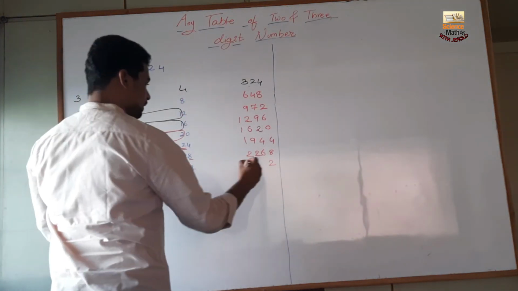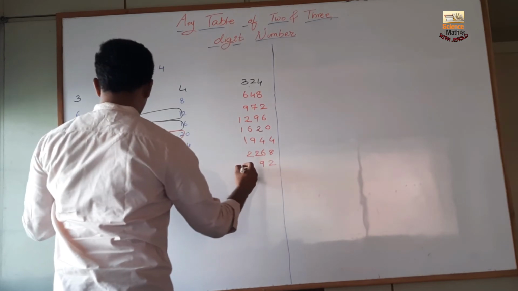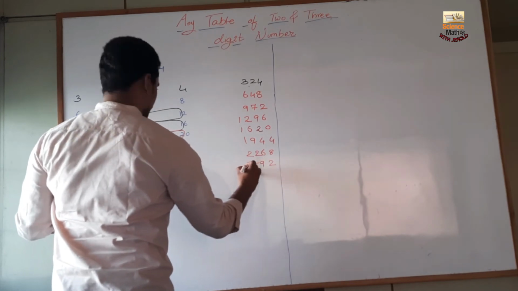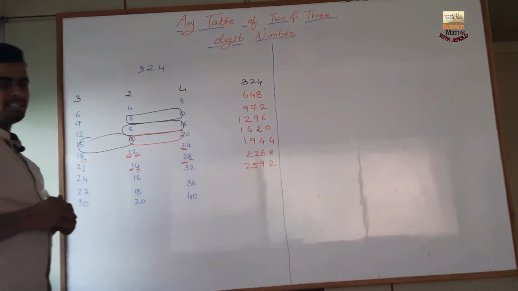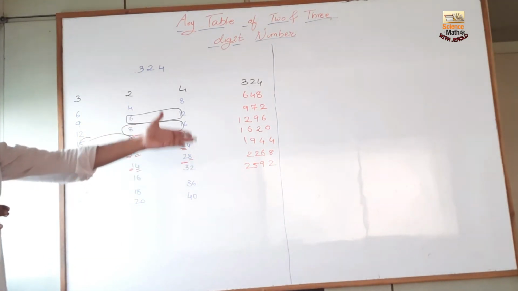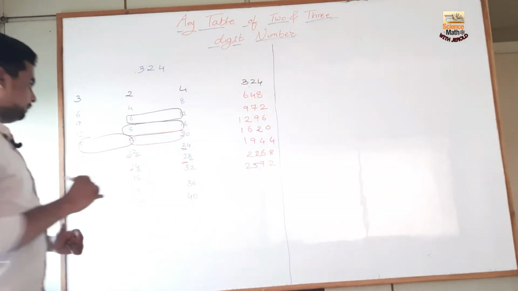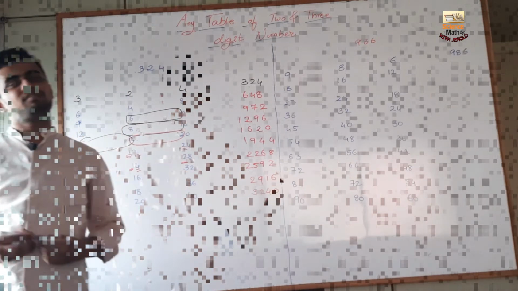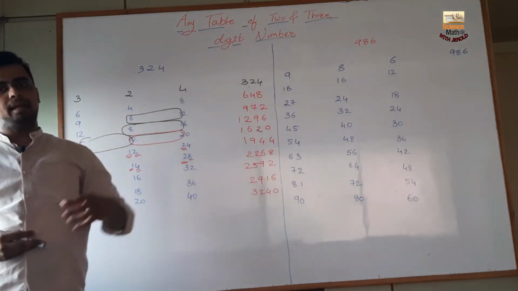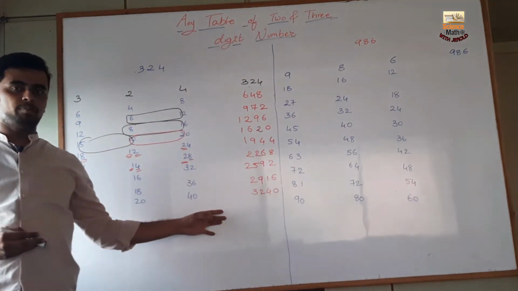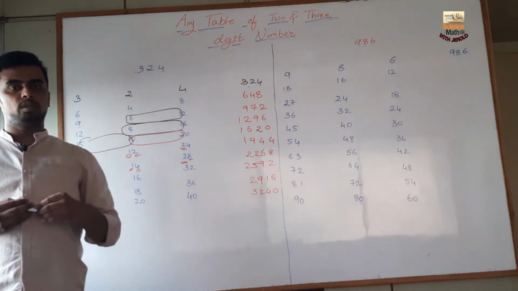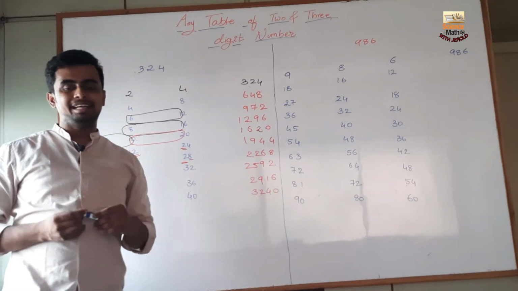So 3 plus 6 will give me 9, 1 plus 4 will give me 5, and here I have 2. So this way I will complete the table as we move on to the next number. Now we have the new number 986. I have completed the previous table and we move on to the next table of 986.